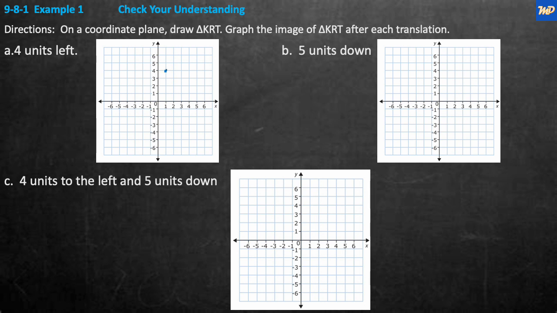KRT was 4 up and it was 1, 4. That was that point. That's K. Okay. R is 0, 2. Right here. R. And T is negative 4, 1. Those are the points. K, R, T.